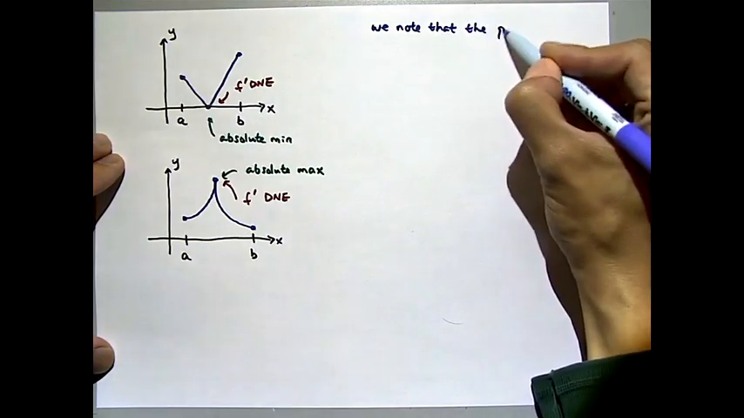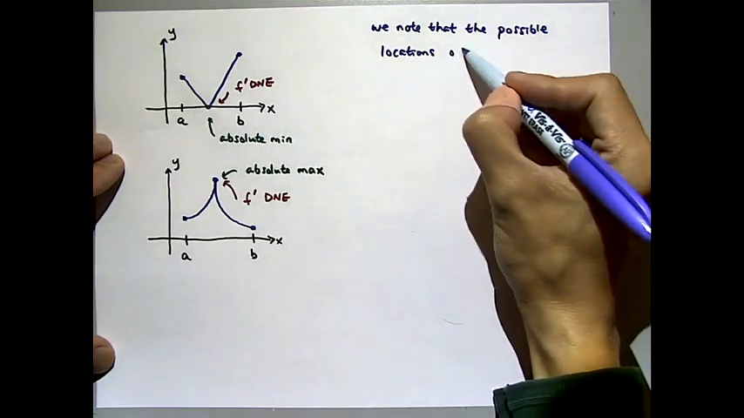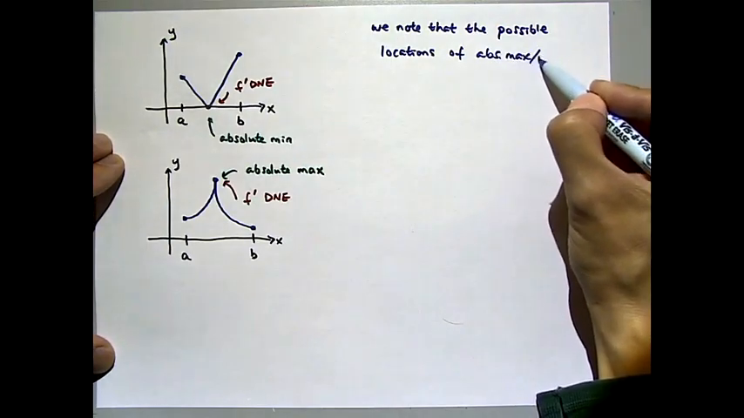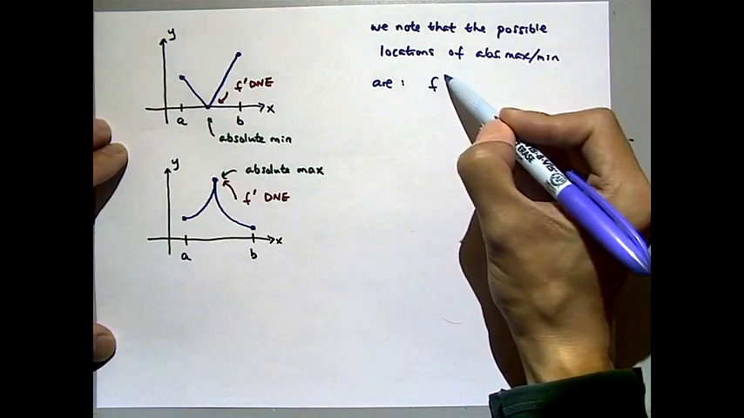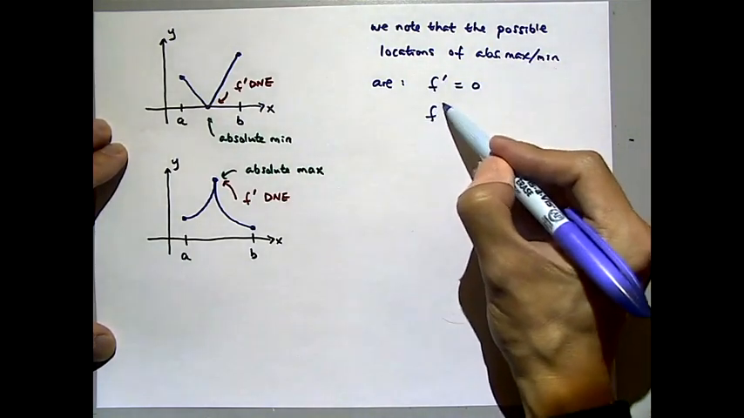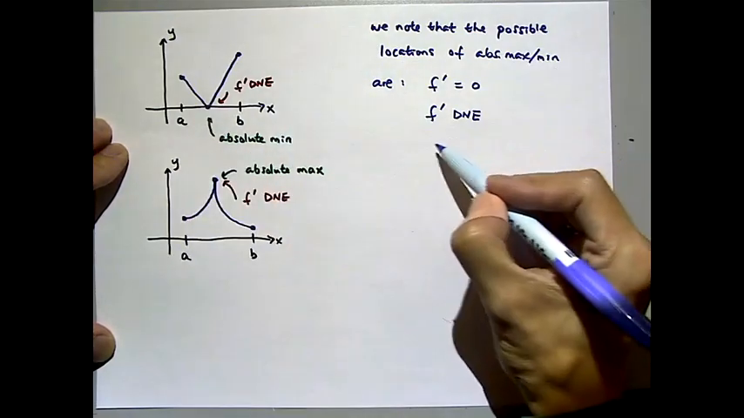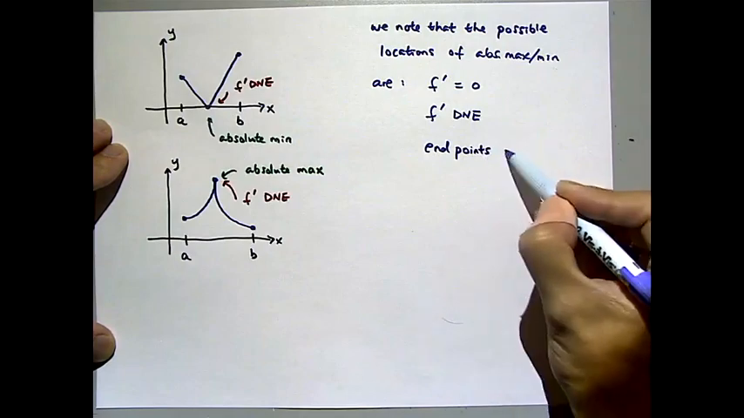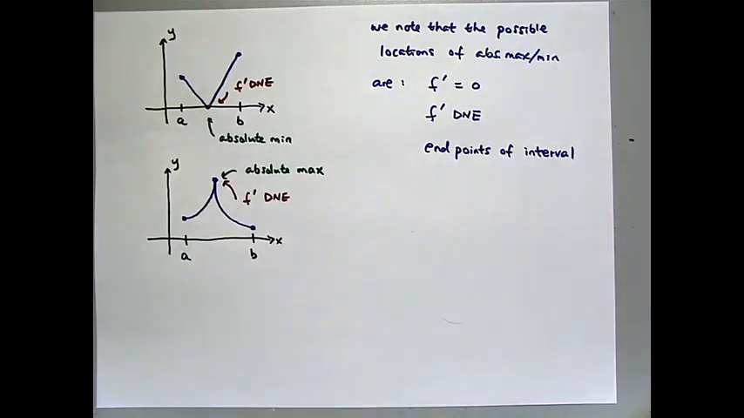So we know that the possible locations of absolute max or min are where f prime is equal to 0, where f prime does not exist. Equal to 0 covers the first graph. Does not exist covers these sharp corners, and also the endpoints of the interval, so at x equal to a and at x equal to b. All right, does that make sense?